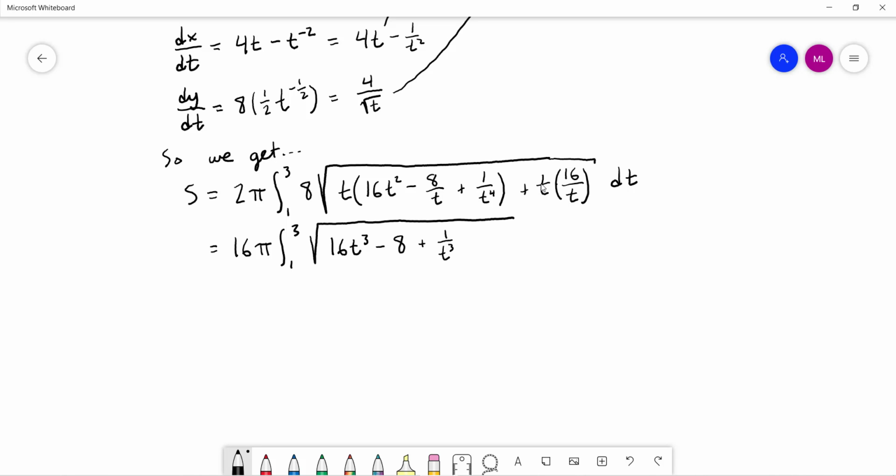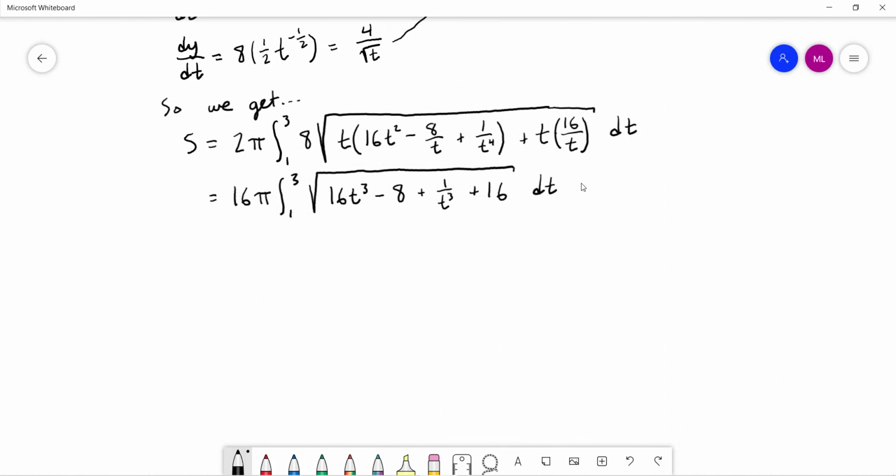And then for this one, again, the t's will cancel, and I get plus 16. So we'll collect our like terms. I've got my 16 pi integral from 1 to 3. Let's collect those constants and put them in the middle, and I'll have 16t cubed plus 8 plus 1 over t cubed dt. Okay, and this is still looking a little bit scary.